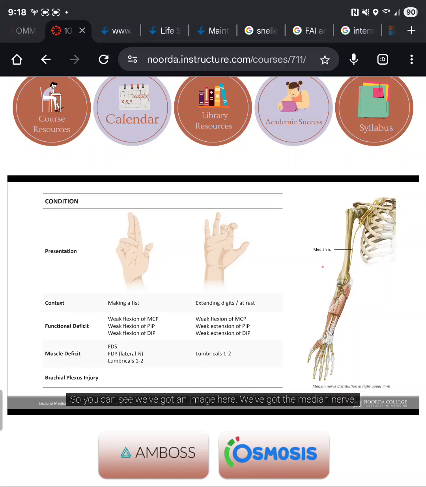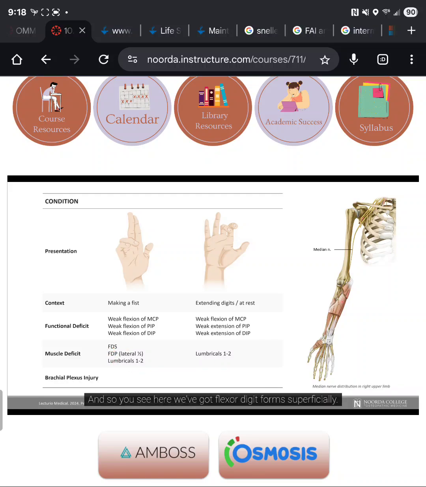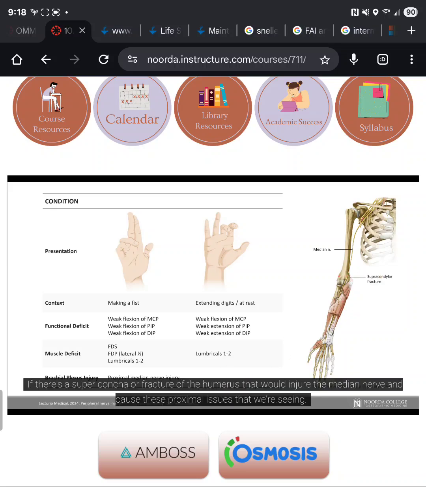So you can see we've got an image here, we've got the median nerve, and then we need to figure out where the lesion is for each of these patients. So for this first patient, the muscles that are lost are the flexor digitorum superficialis, profundus, and the lumbricals. And so you see here we've got flexor digitorum superficialis, and that is being innervated by the median nerve very proximally. And so this is most likely a proximal injury to the median nerve. And one of the areas that that can occur is here if there's a supracondylar fracture of the humerus that would injure the median nerve and cause these proximal issues that we're seeing.